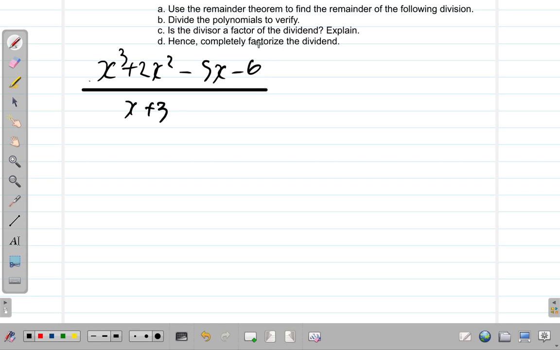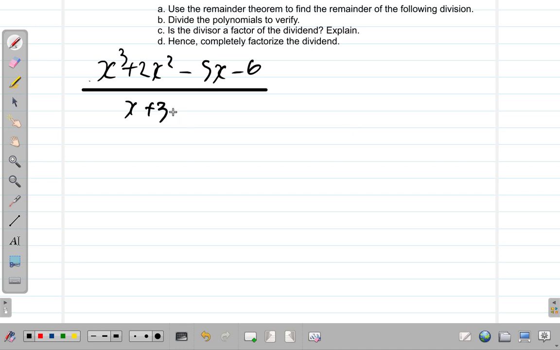Alright? And then hence completely factorize the dividend. So you're going to use that method, whatever you are doing, to finish off factorizing x cubed plus 2x squared minus 5x minus 6. So it's a matter of factorizing this for the last part. So pause the video and go ahead and do it. Alright, good. You have paused the video and you completed everything.